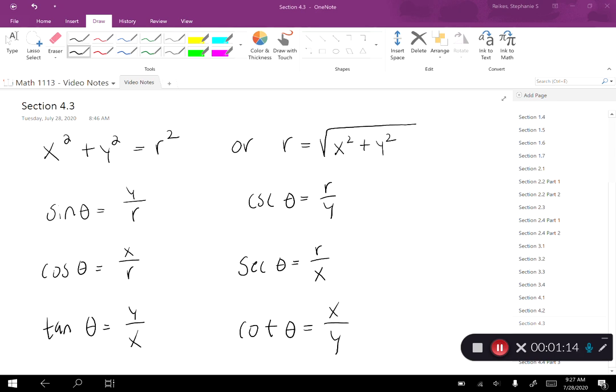Now, I don't suggest you memorize the 6 trigonometric functions when the radius is 1, meaning on the unit circle, and these 6 trigonometric functions when the radius is something other than 1. If you're going to memorize any formulas, it would be these 6 in this section 4.3, because this will work if my radius is 1 or something else. So just memorize the standard formulas with radius r.